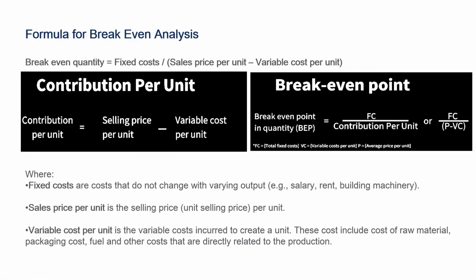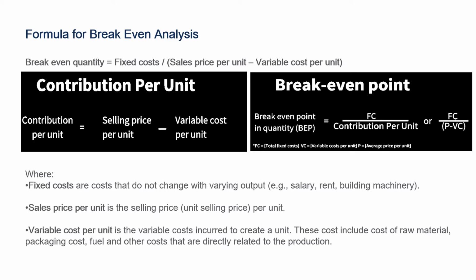Now in this slide, we'll discuss the break-even analysis formula. What is the break-even quantity formula? The break-even quantity equals fixed cost divided by sales per unit minus variable cost per unit. Further, we can divide this formula to find out contribution per unit. Contribution per unit is equal to sales price per unit minus variable cost per unit.